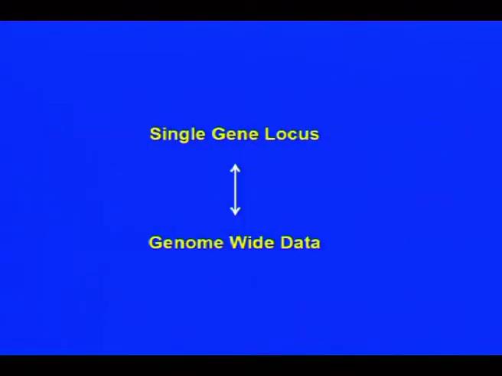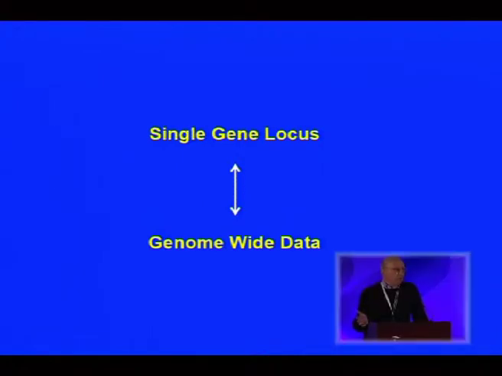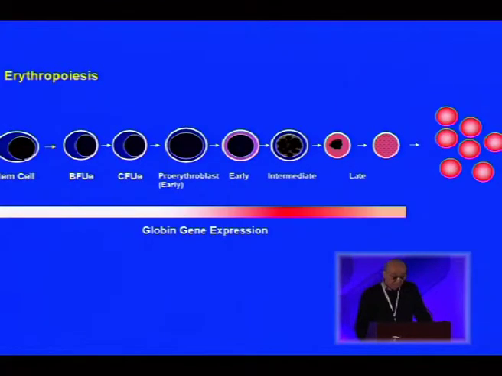So our philosophy is that we work on a single gene locus, and we try and understand the principles by which genes are switched on and off, and then we apply that to genome-wide data, all the 20,000 genes, to see if the principles that we're learning apply equally to all of those other genes, and thereby we can crack how these multiplicity of genes are switched on and off.